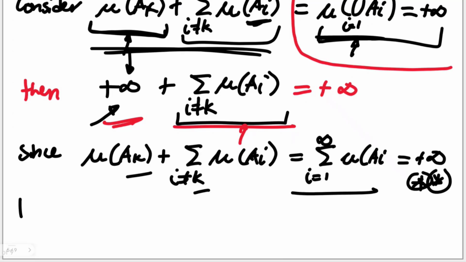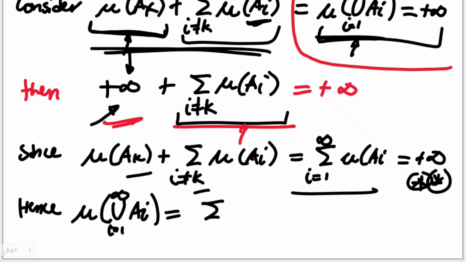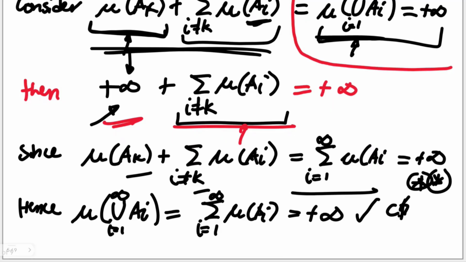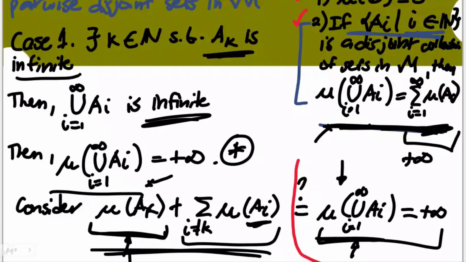Hence, the mu of the union of a sub i, where i starts from 1 to infinity, is just equal to the summation of all mu of a sub i, where i starts from 1 to infinity, which is positive infinity. So this states that case 1 is satisfied. That's the first case, because not all a sub i's or a sub k's are infinite.